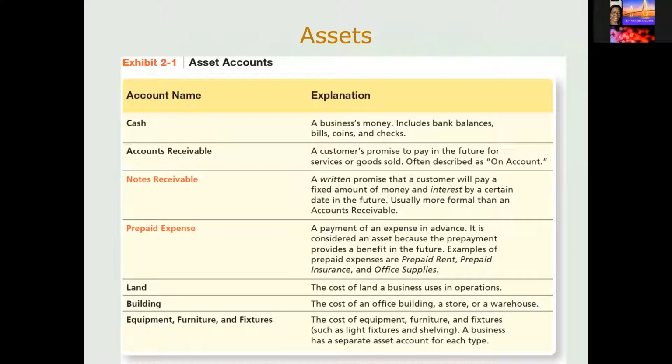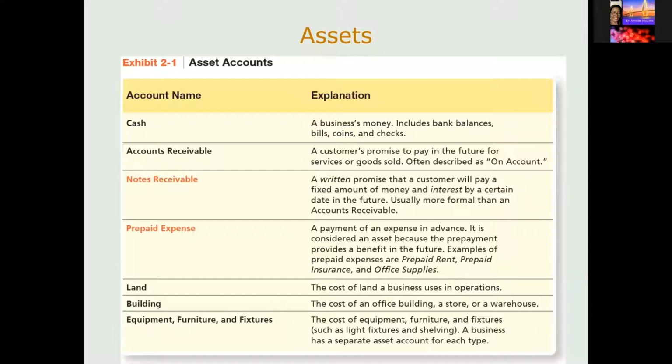Now, we know that assets are resources that the business owns or has control of that have value. Assets are economic resources that are expected to benefit the business in the future. There are many examples that were introduced in Chapter 1, such as cash, accounts receivable, equipment, building, and land. Accounts receivable represents a customer's promise to pay monies in the future for services or goods already provided. Equipment, furniture, fixtures, and land are assets used by businesses in operations.